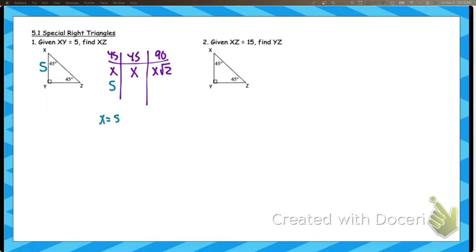So if x equals 5, then I can plug in 5 here, and I also can plug in 5 for x here. So that tells me that across from 90 is 5 root 2. So side XZ is 5 root 2.